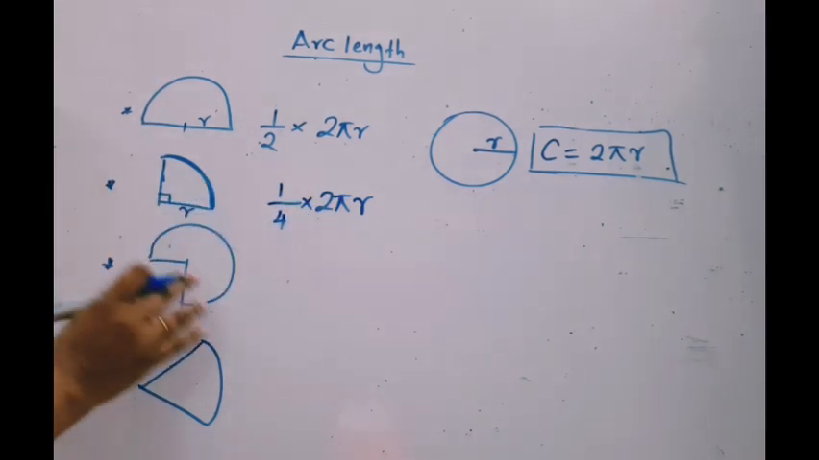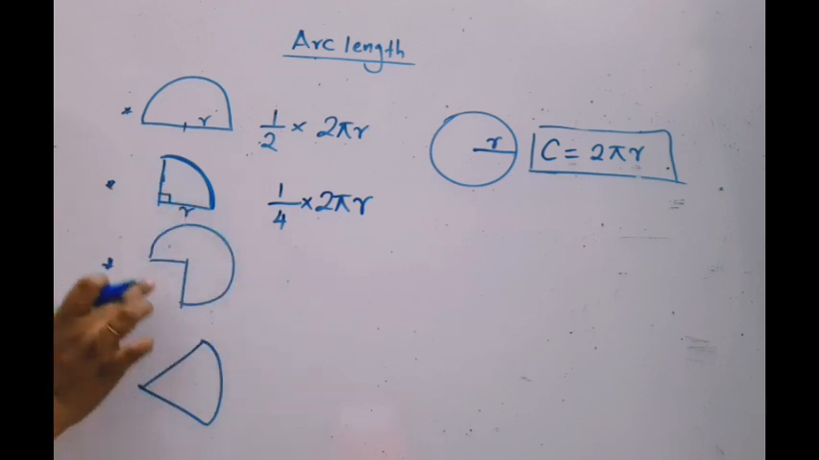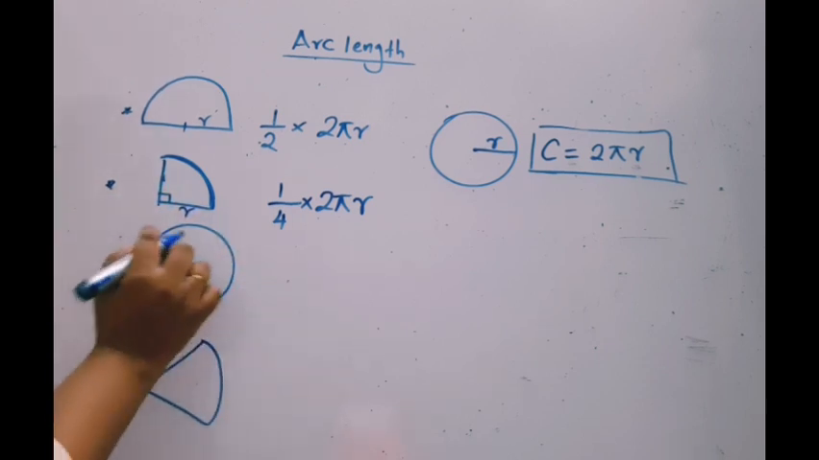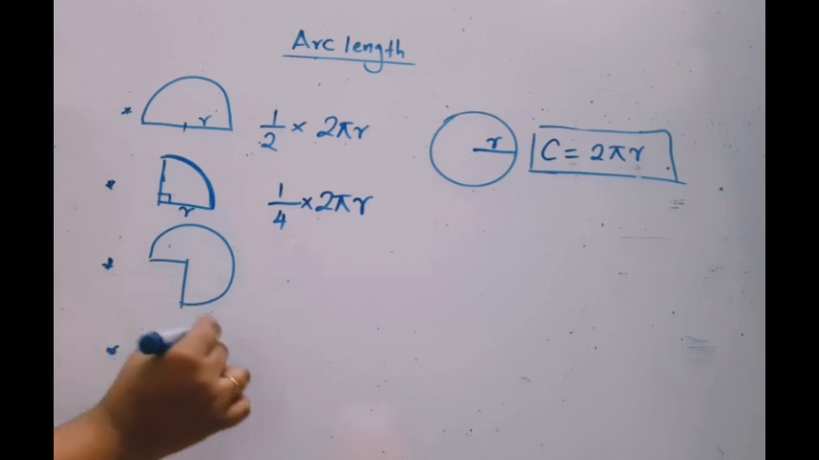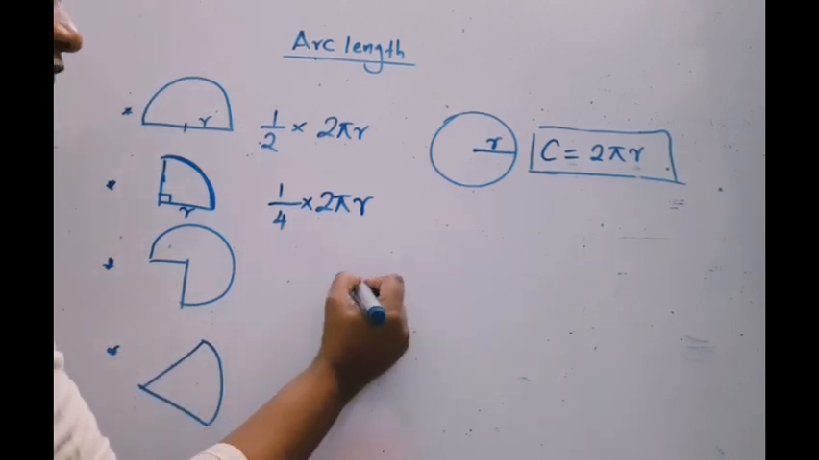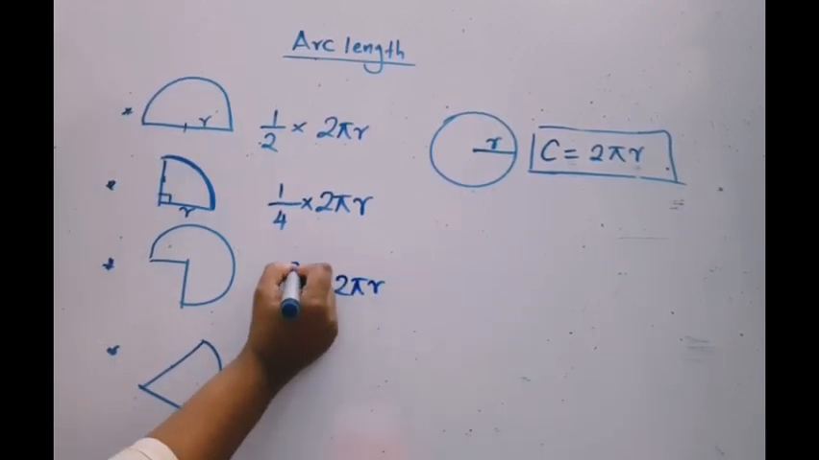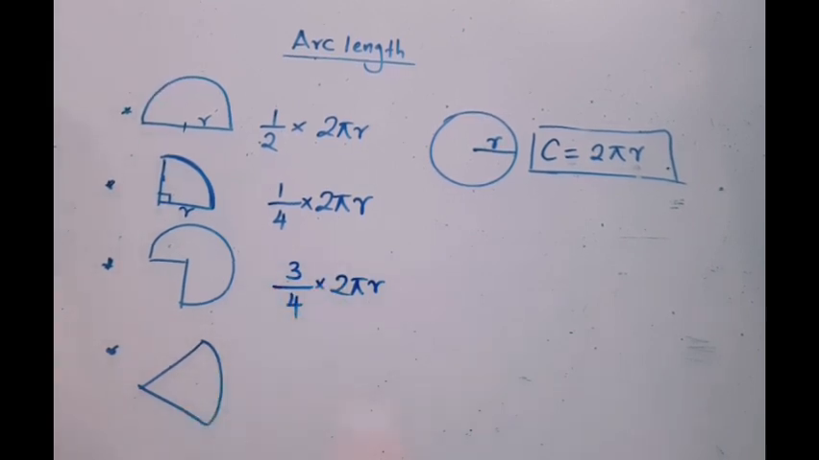Now you might already be able to guess the formula for this. What do you need to do? This is 3/4 of a circle, so the same formula must be multiplied by 3/4. And at last, apart from these three, if they give you any other sector of the circle, remember they might give you the angle formed at the center. So here I am marking the angle as theta.